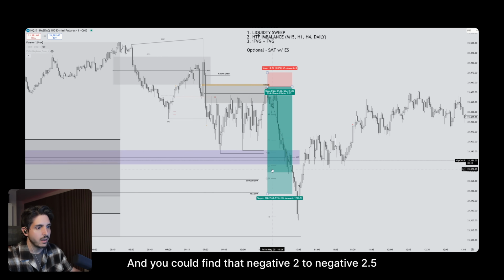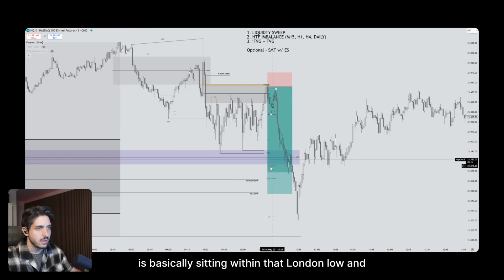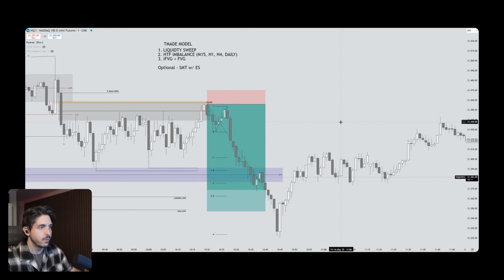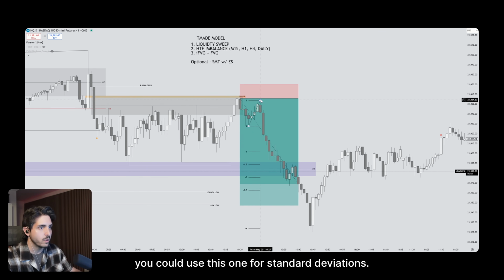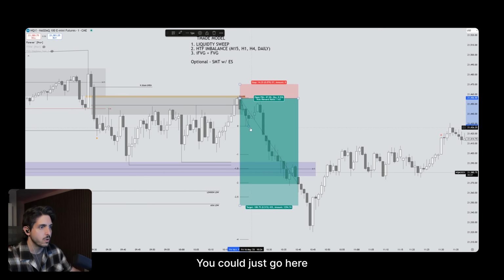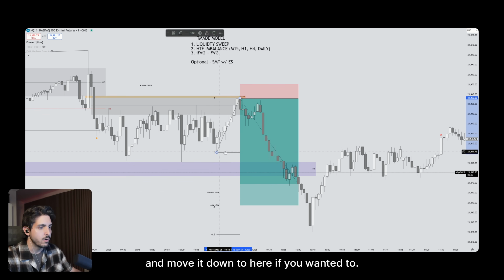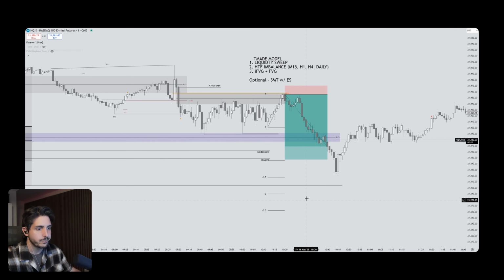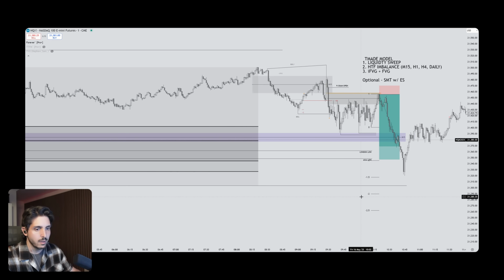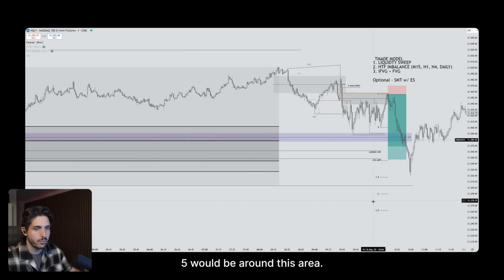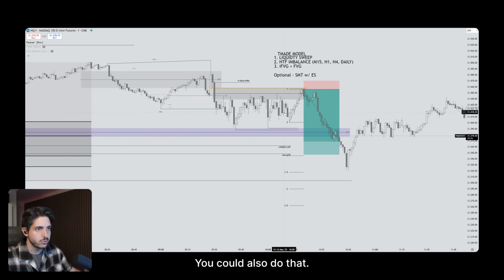And you could find that -2 to -2.5 is basically sitting within that London low and Asia low, right? Now, you could use this one for standard deviations. You could just go here and move it down to here if you wanted to. Okay. And that would be negative 2.55 would be around this area. And that's fine. You could also do that.